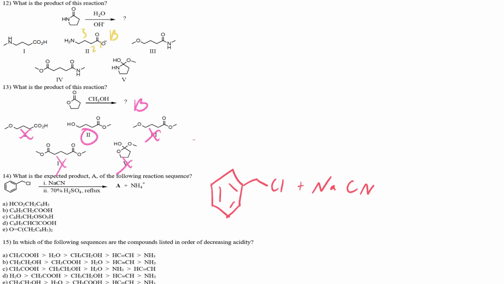So number 14, what is the expected product A of the following reaction sequence? So we have a chlorine with a benzene ring, right? So we have chlorobenzyl, and we're reacting it with sodium cyanide. All that happens in this reaction is that this chlorine breaks off, making this guy positive. And now this cyanide is going to attach to that carbon. And we will have this structure.